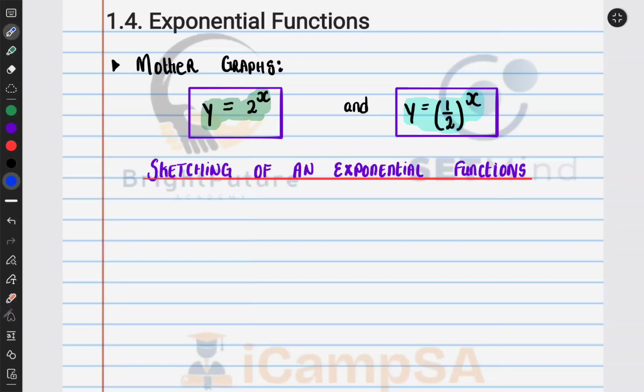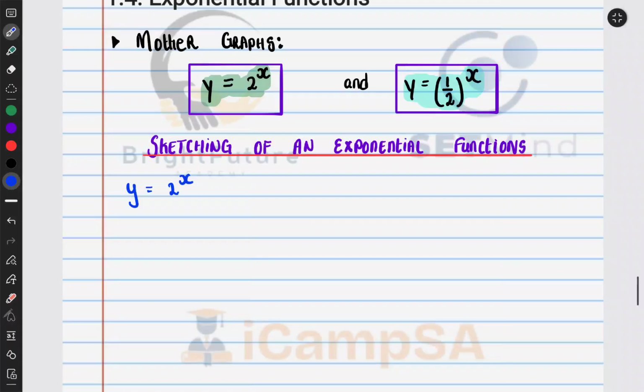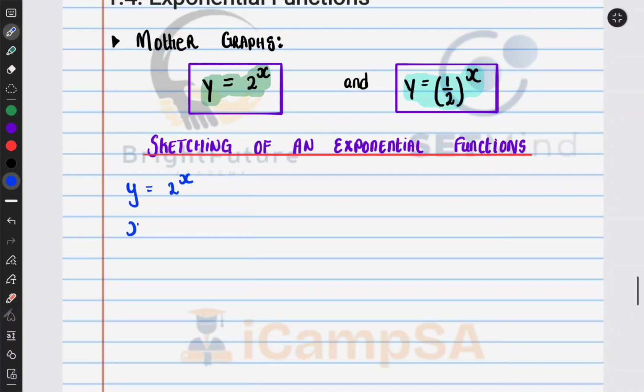These two basic exponential functions. Y is equal to 2 to the power of x. We will start with that one. We can select random values of x in order to find the corresponding y values. For x, we will go with -1, 0, and 1. 2 to the exponent -1 should be 1 over 2, 2 to the exponent 0 should be 1, and 2 to the exponent 1 should be 2.